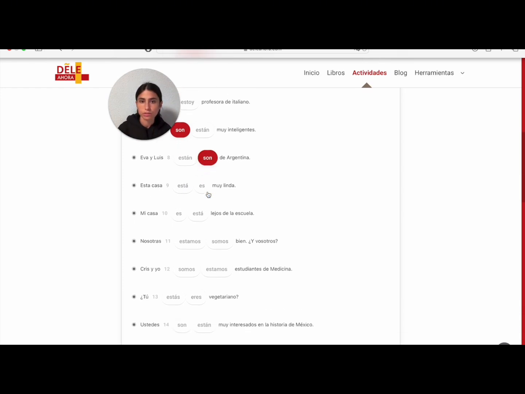Again, esta casa está muy linda. Okay, so here this one could be either or. Está muy linda or es muy linda. Depending on, imagine you have a house, and it's just a normal house. It's not very beautiful. But Christmas comes and you decorate it all, and the house is in a state of being beautiful because you have decorated it. It's not usually beautiful, but now it looks beautiful.